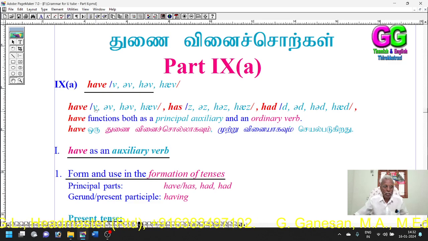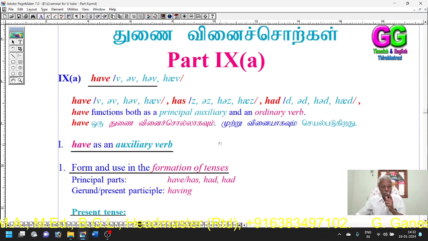Have, has, had. So that is the pronunciations. Where we have to use these three and this one.